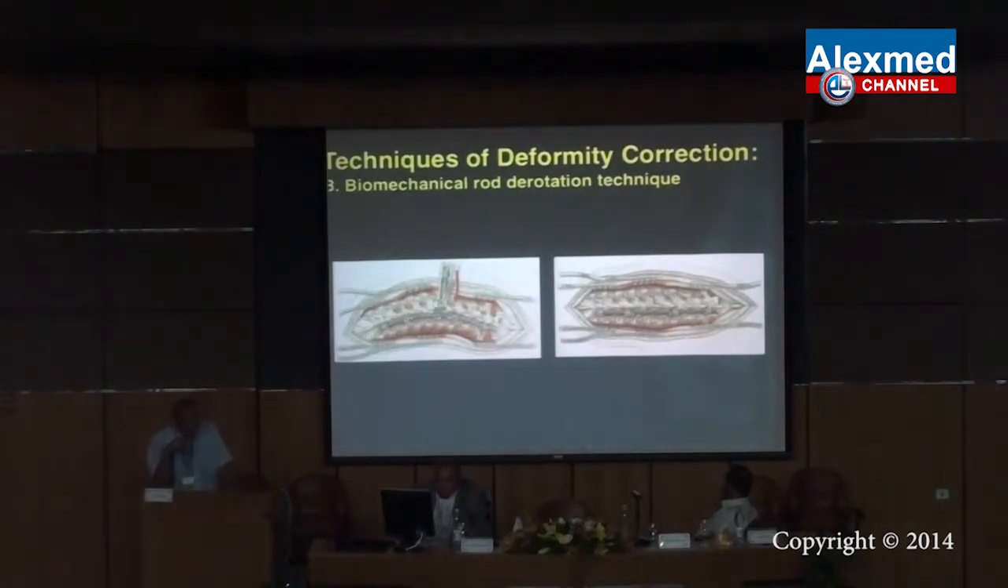Another technique we use is the derotation technique, where we shape the rod according to the shape of the curve. We make a 90 degree derotation, so the concave side becomes the kyphotic and the convex becomes the lordotic, the lumbar one becoming the lordosis. This derotation technique is very simple and gives good results with small curves, but with rigid curves we must do more manipulation and more release before we do it.